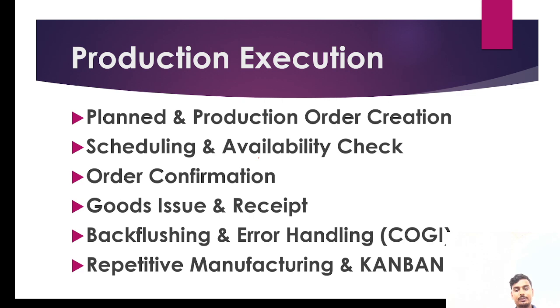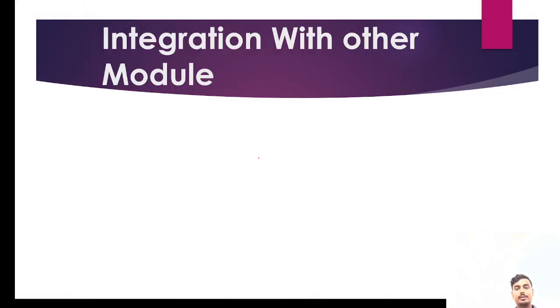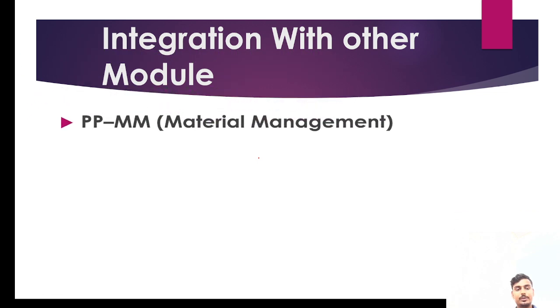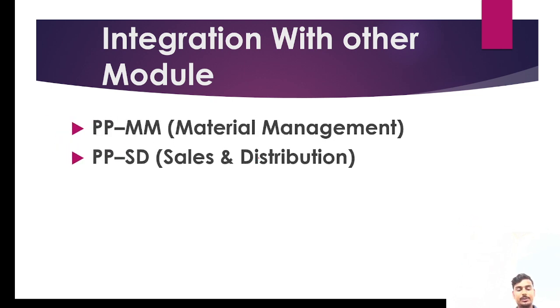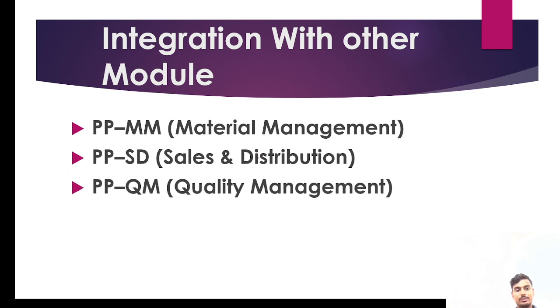Repetitive manufacturing means you are getting the same order again and again. Integration with other modules: PP with material management, it is very important. Sales and distribution: production planning is also integrated with sales and distribution. Production planning is also integrated with quality management. That is very important because without quality we cannot sell any product.